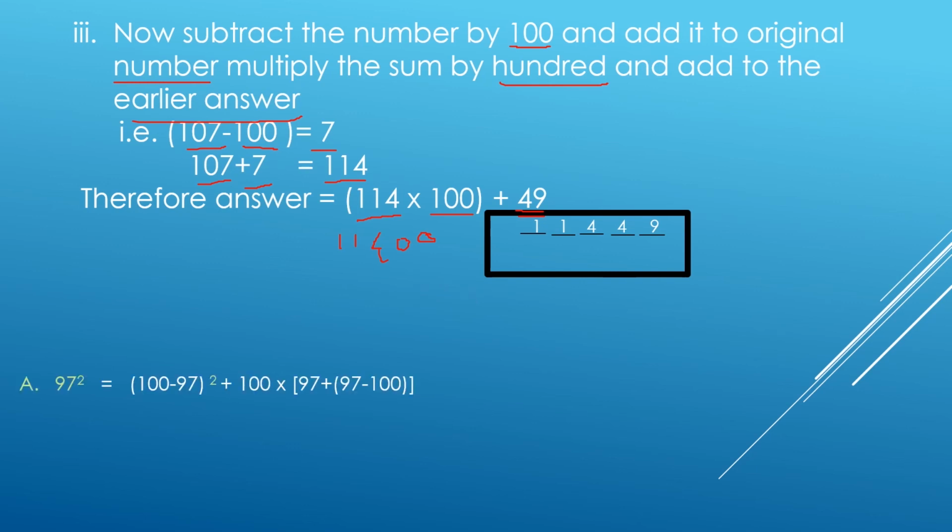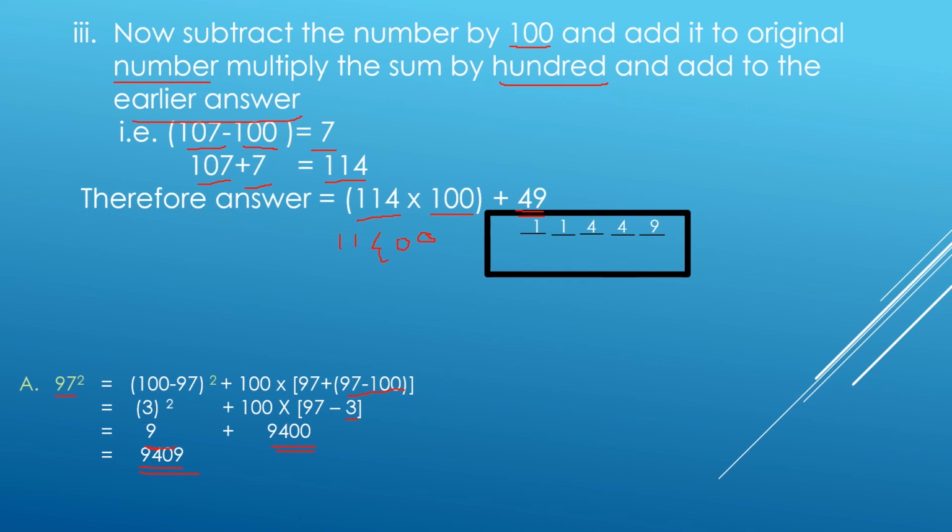Now let us look at a few examples. First is 97 squared. The first step is to subtract 100 from 97 and square it. We get 3 squared, which is 9. Then subtract 100 from 97. We get minus 3 here. Here note the sign is negative. Therefore, we subtract 3 from 97 to get 94, which on multiplying by 100 will give 9400. Now we add this 9400 to our 9 to get 9409 as 97 squared.